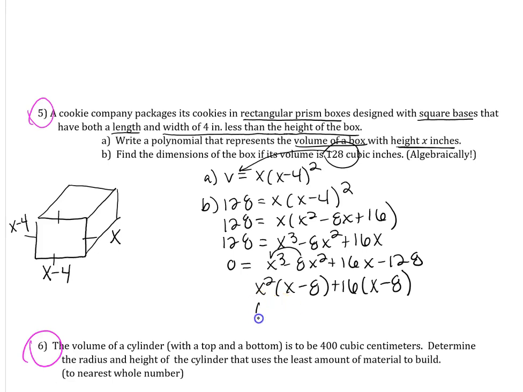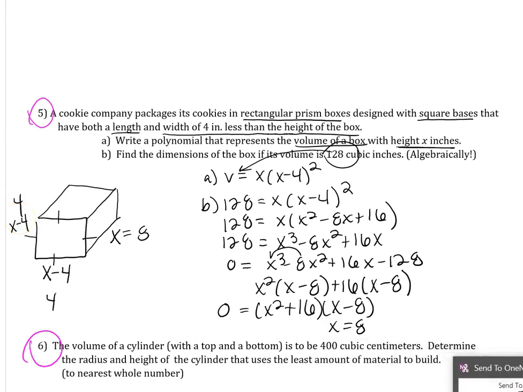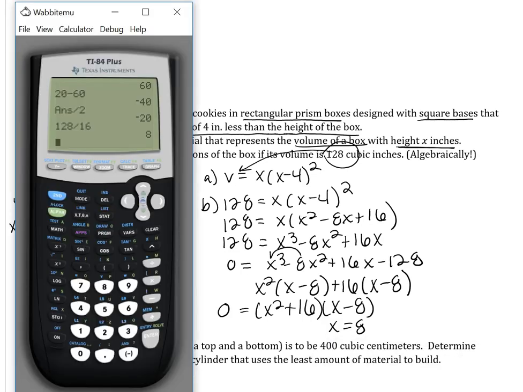So now this gives me x squared. Okay, this would not yield a real solution, but I can get x equals 8. So what that tells me is this is 8, and this is 4, and this is 4. Now this should make sense because if I go in my calculator, when I do 8 times 4 times 4, I should get 128. And I do.